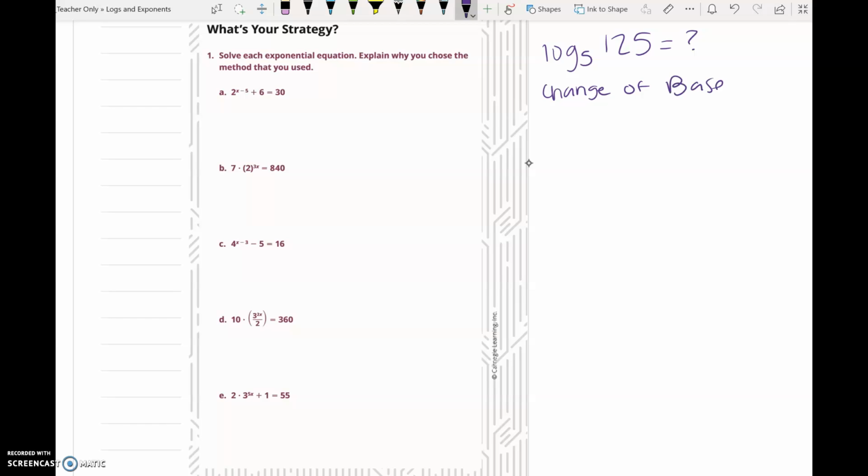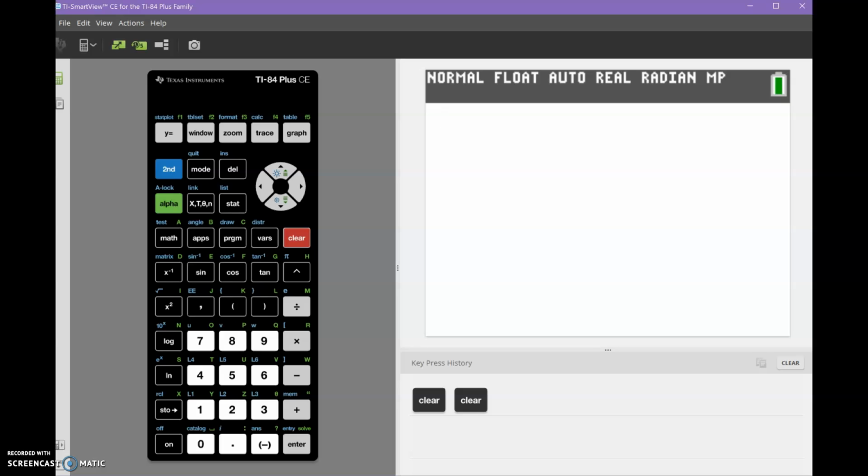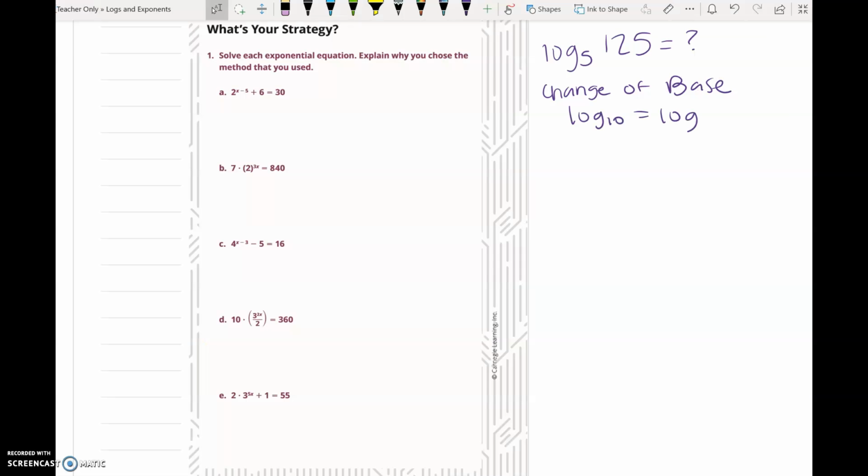To do that, we're going to change everything to a log with a base of 10. That's just the common log. When you look at your calculator, the log button right here is the common log. There's no base that you can plug in there. So log base 5 of 125 is going to equal log 125 divided by log 5. We're assuming the base is 10.